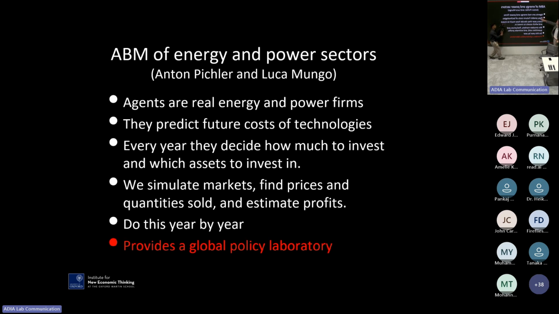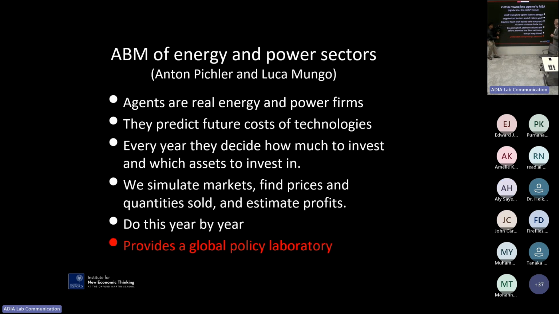In this model, the agents are real energy and power firms. By real, I mean, our goal is to simulate every energy generation company in the world. There are about 30,000 of them. Most of them are pretty small, but we simulate how they predict the future costs of technologies. Every year each company decides how much it's going to invest. It then decides what it's going to invest in. If it's a utility company, does it build a solar farm or does it build another gas-fired turbine plant?